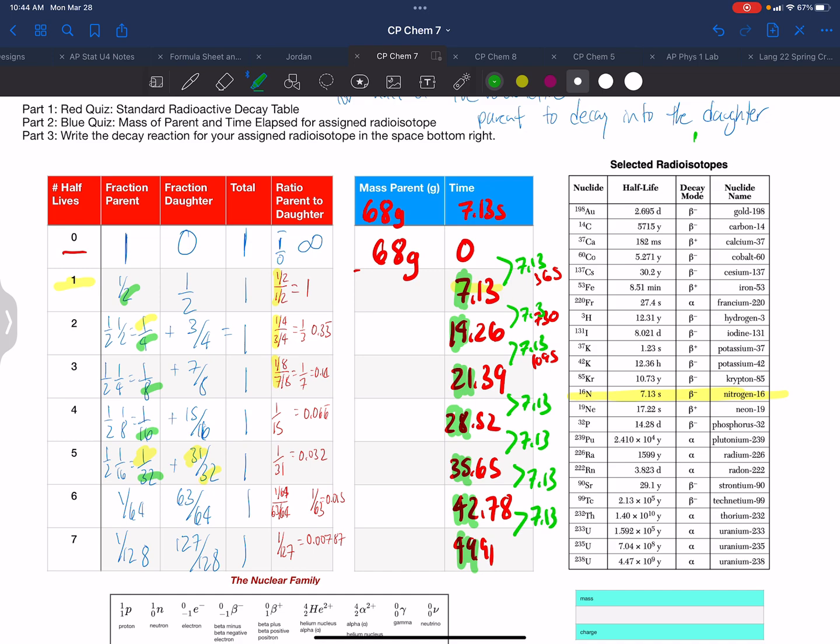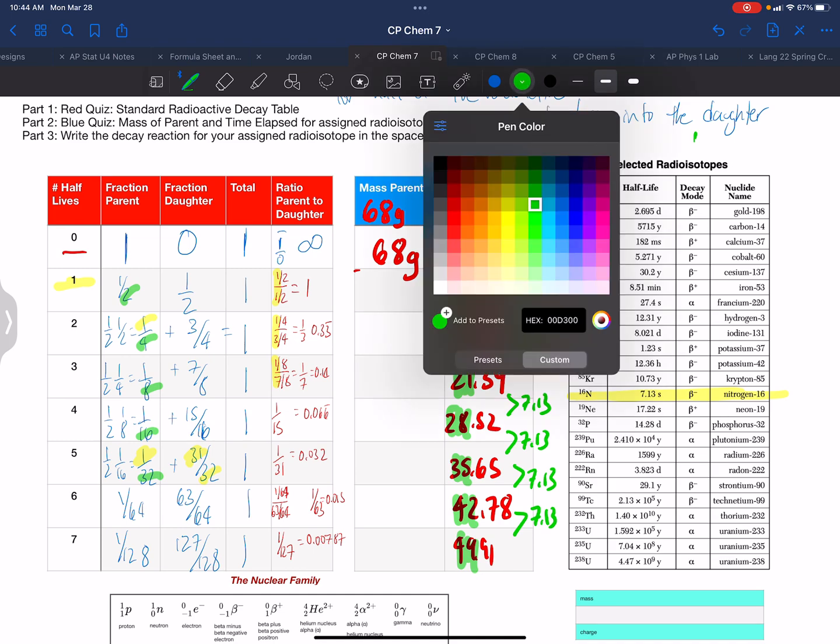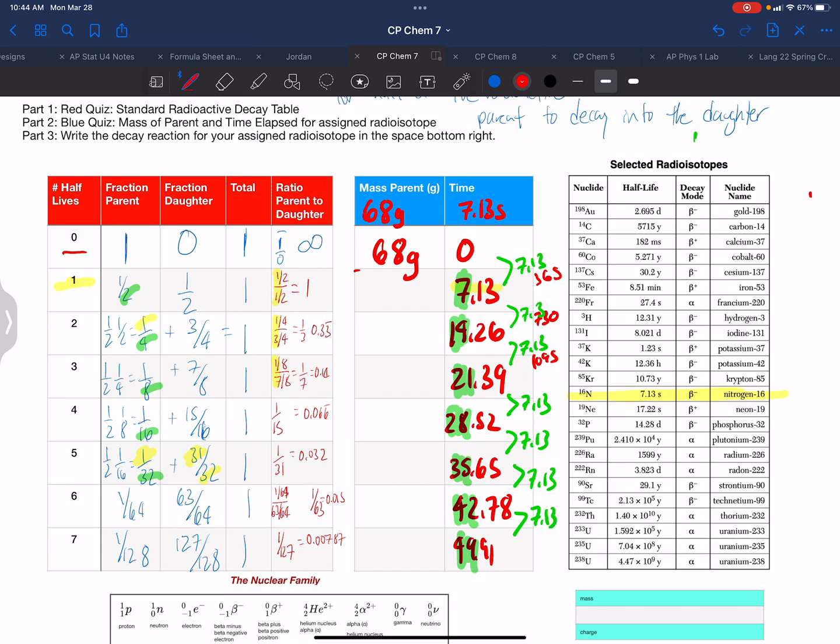So then what happens to the amount of parent? Every half-life, the amount gets cut in half. So half of 68 is 34. And half of 34 is 17. And half of 17 is 8.5. And half of 8.5 is 4.25.